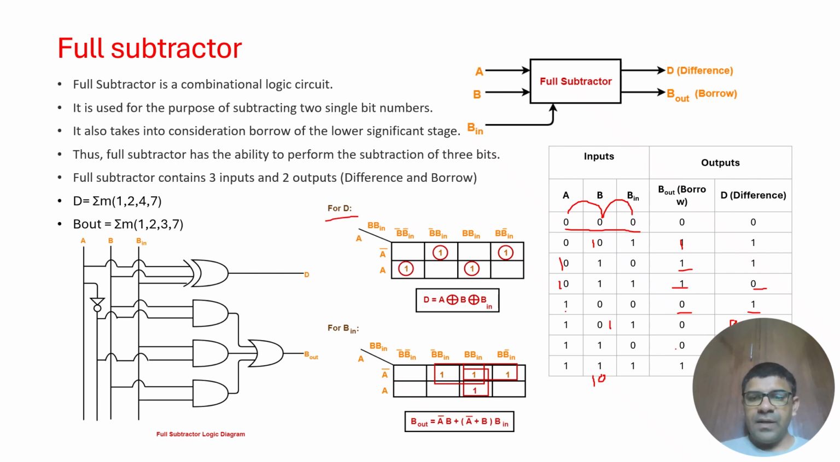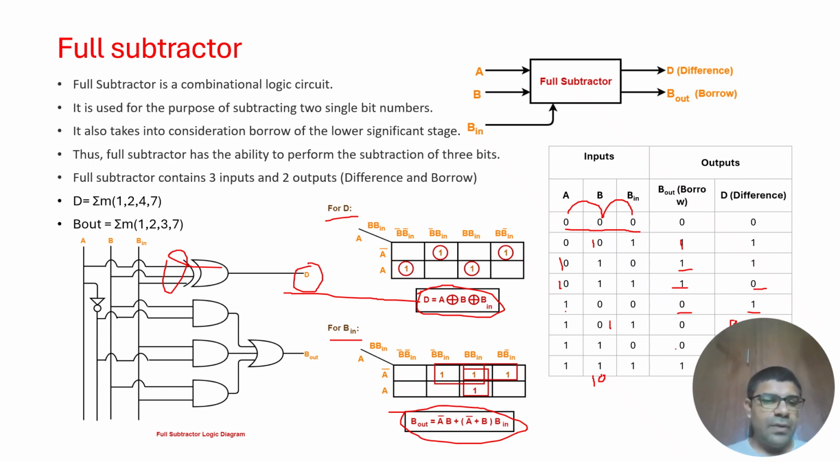For difference, the simplified answer is D equals A XOR B XOR B in. Similarly for borrow, B out equals A bar B plus A bar B in plus B B in. That is what we are getting as the borrow output. Now substitute this difference and borrow output equation for making a logic diagram. Obviously, a 3-input XOR gate can be used directly for difference, A XOR B XOR B in.